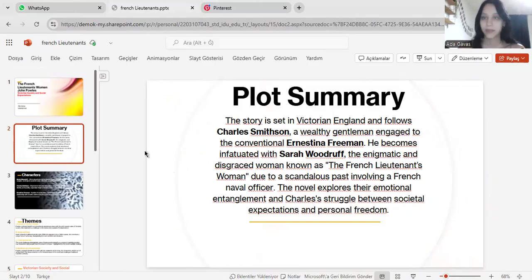First, the plot. The story is set in Victorian England and follows Charles Smithson, a wealthy gentleman engaged to conventional Ernestina Freeman. He becomes infatuated with Sarah Woodruff, the enigmatic and disgraced woman known as the French Lieutenant's Woman, due to a scandalous past involving a French naval officer. The novel explores their emotional entanglement and Charles' struggle between social expectations and personal freedom. So this is basically the plot.